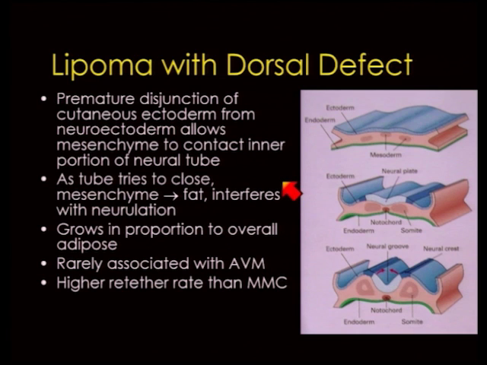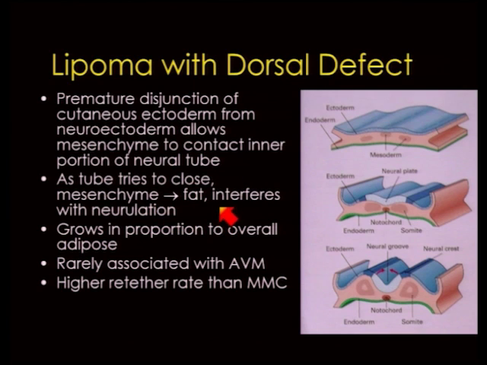So let's talk about the lipoma with dorsal defect. If the open spinal dysraphism or the myelomeningocele occurs because of a lack of disjunction of cutaneous ectoderm from neuroectoderm, the lipoma with dorsal defect happens because there's premature disjunction. So, again, cutaneous ectoderm separates from neural ectoderm too soon. And what that allows is these mesodermal structures to interfere with the process, to traverse that gap, and you wind up with fat that contacts the inner surface of the spinal cord and prevents tubulation.